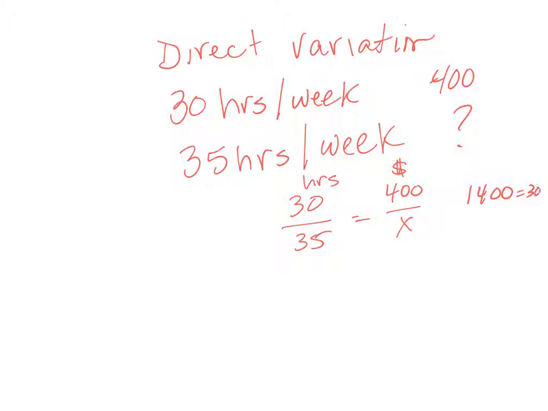1400 equals 30x, I believe. Somebody check that for me. Let me see. It's 14,000, and then you divide that by 30. What is 14,000 divided by 30? 14,000 divided by 30 is 466.666666. Okay, so in money, they would round to the nearest penny. Other examples of direct variation is if you need 2 cups of flour to make 28 cookies. How many cups of flour do you need to make 200 cookies? You can figure these things out with direct variation.